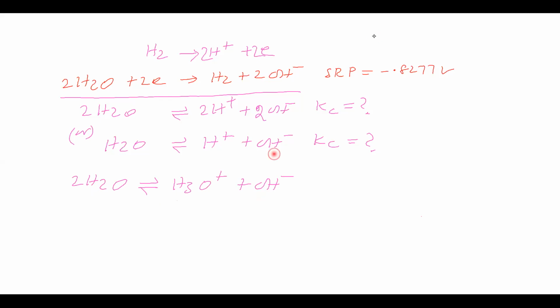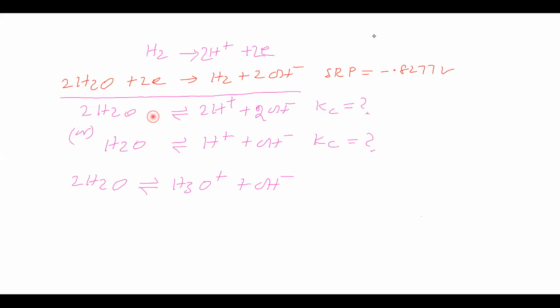Now see here one OH-, here also one OH-. Here H3O+ is nothing but H+ plus water, therefore it is nothing but 1 H+. Now here two water molecules, and here one water molecule; you cancel one, then it becomes one water molecule. So this reaction is nothing but this reaction.